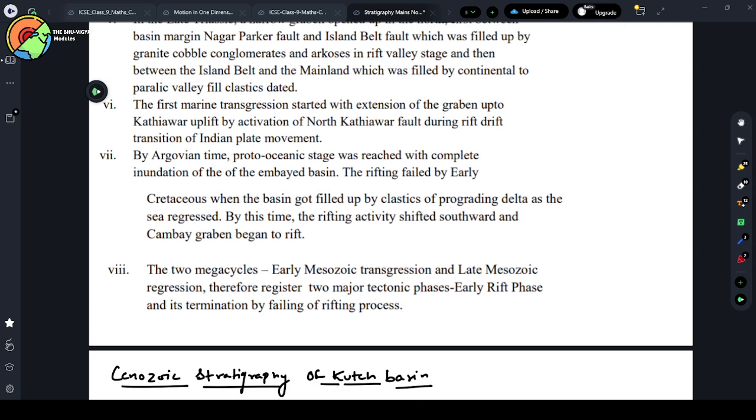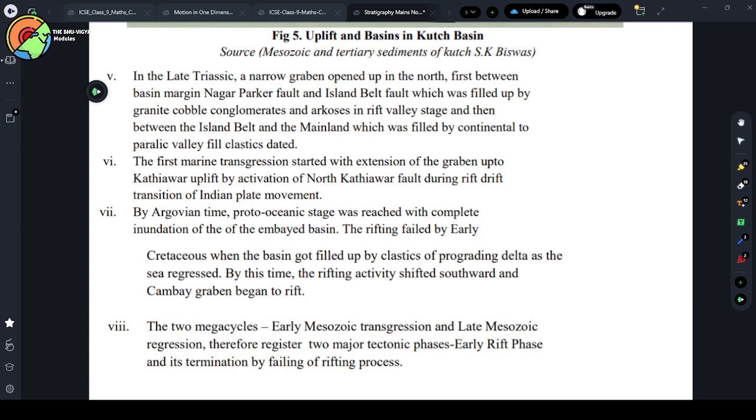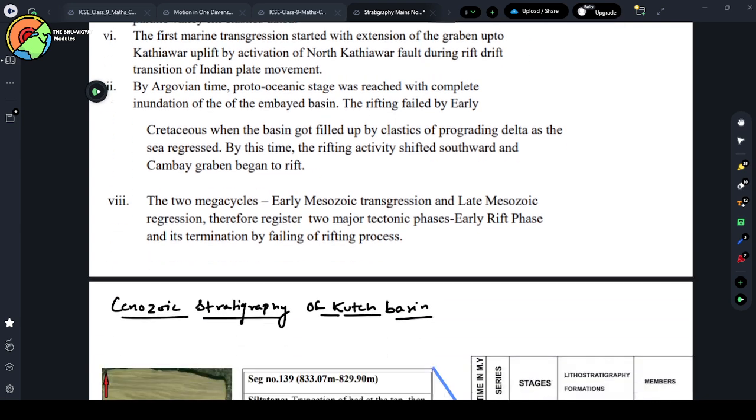So this much detail is not required for the exam, but still you remember the rifting took place, and that rifting was closed during the Cretaceous. During the marine transgression, as we have seen during the Cretaceous time, there was a heavy marine transgression, and because of this the Mesozoic of Kutch was getting deposited. So we are basically discussing here the Mesozoic time.